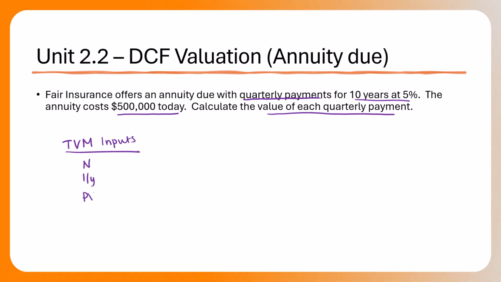N, IY, PV, PMT, and FV. As I mentioned in that earlier example, when we have multiple compounding periods per year, this is assumed to be quarterly compounding.